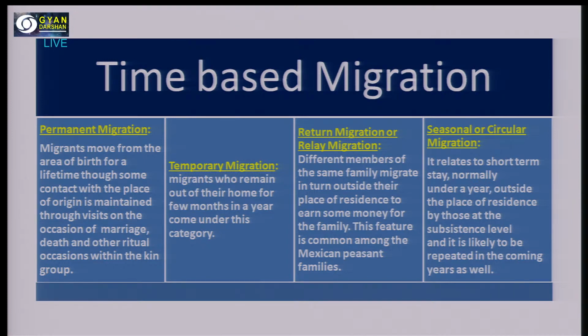Now, the second is temporary migration. It is migrants who remain out of their home for a few months in a year who would come under temporary migration. And return migration or relay migration, where different members of the same family migrate in turn outside the place of residence to earn some money for the family. If you look at the world map, this is very common among Mexican peasant families.